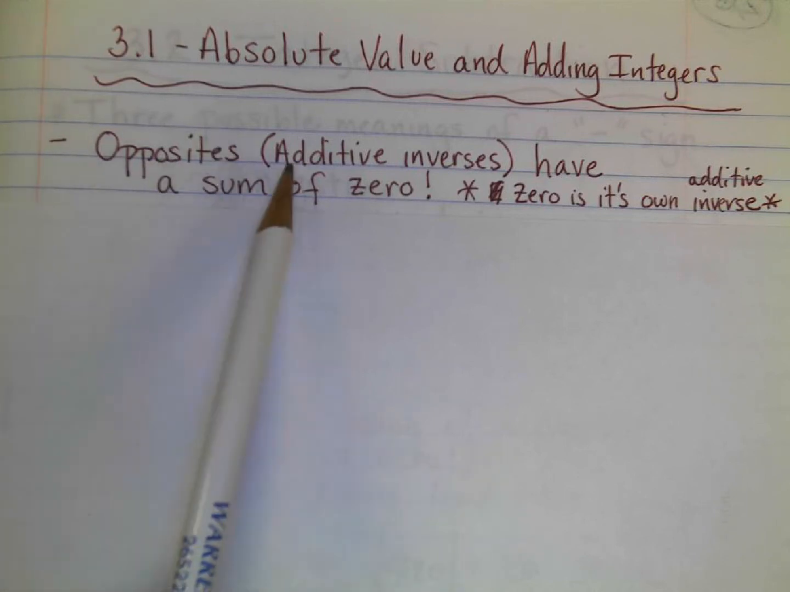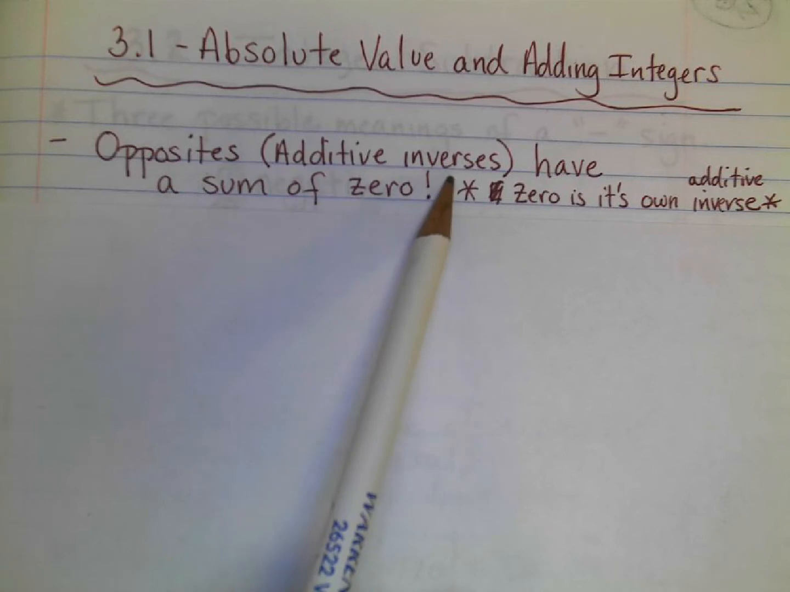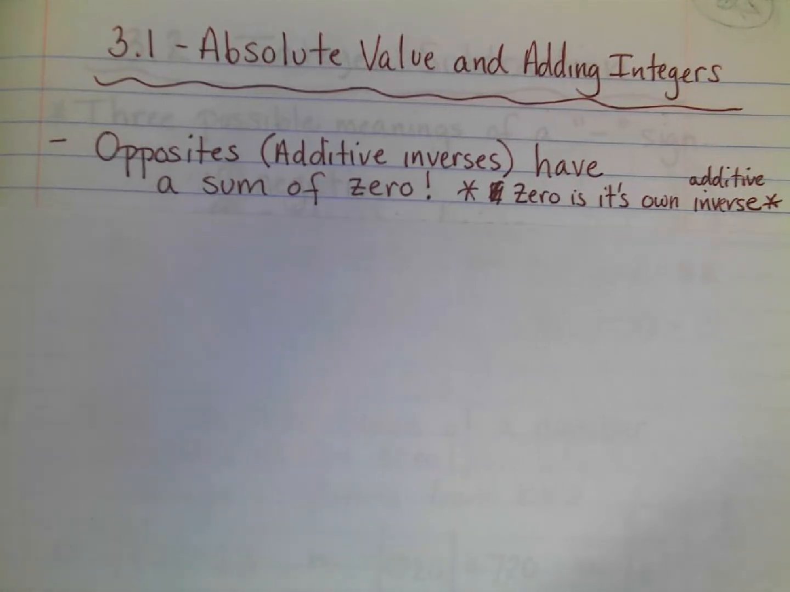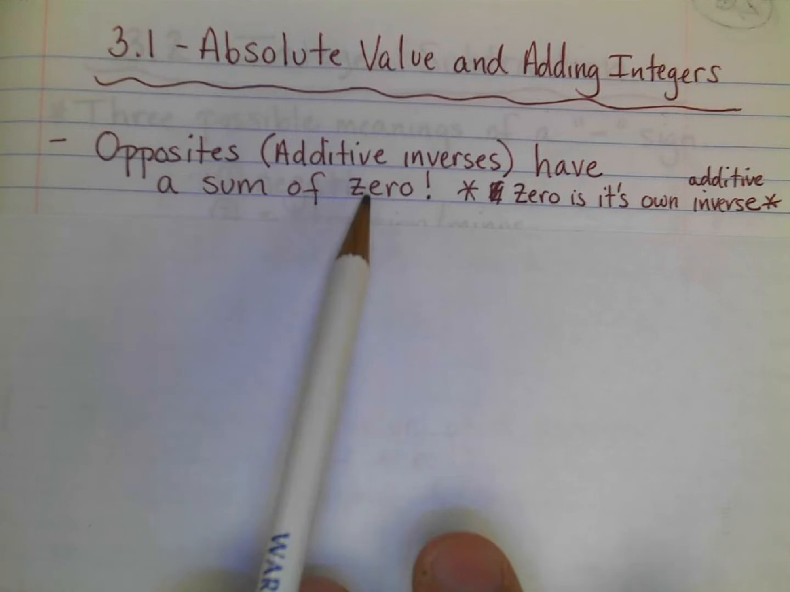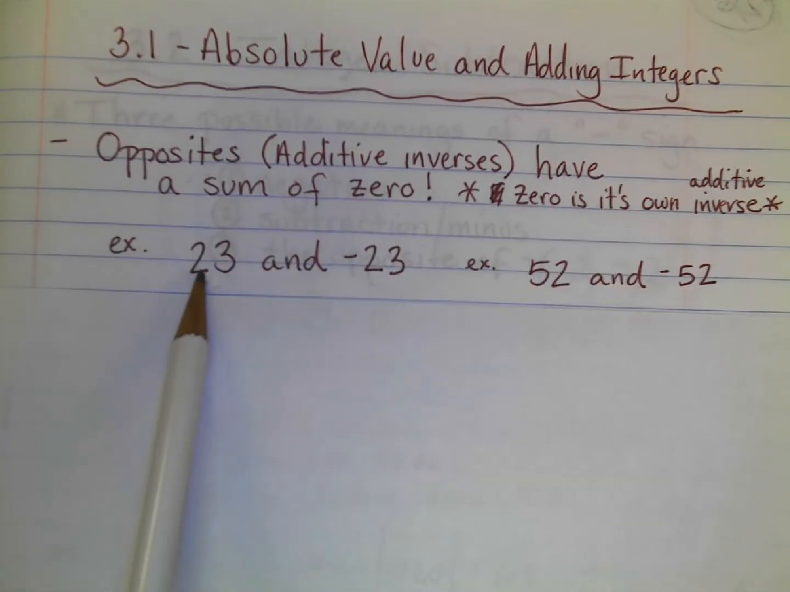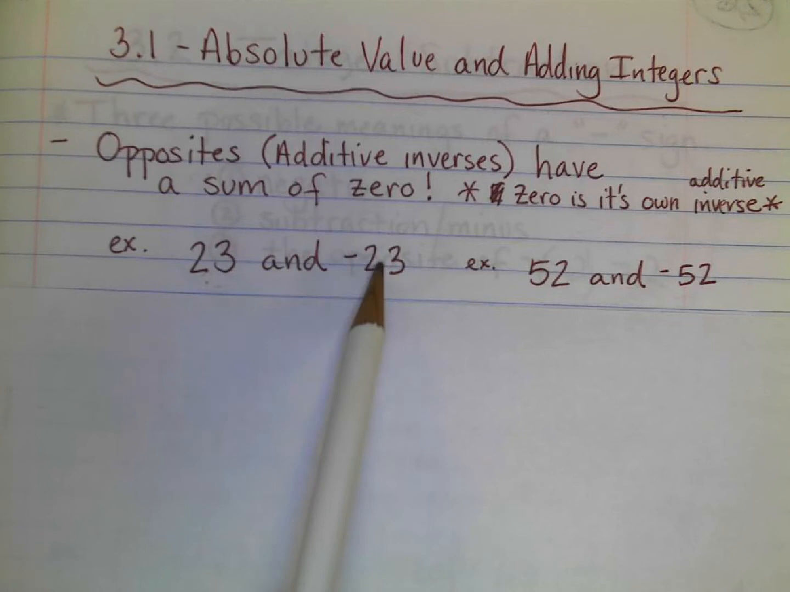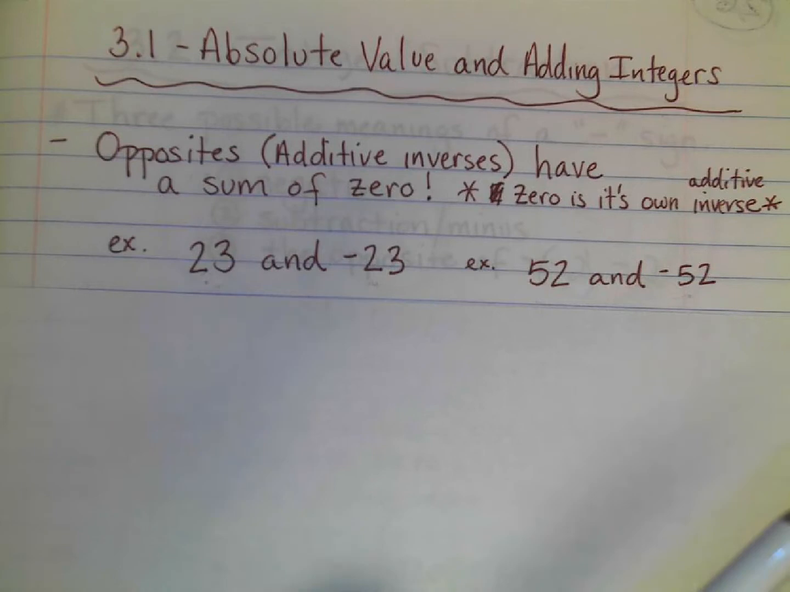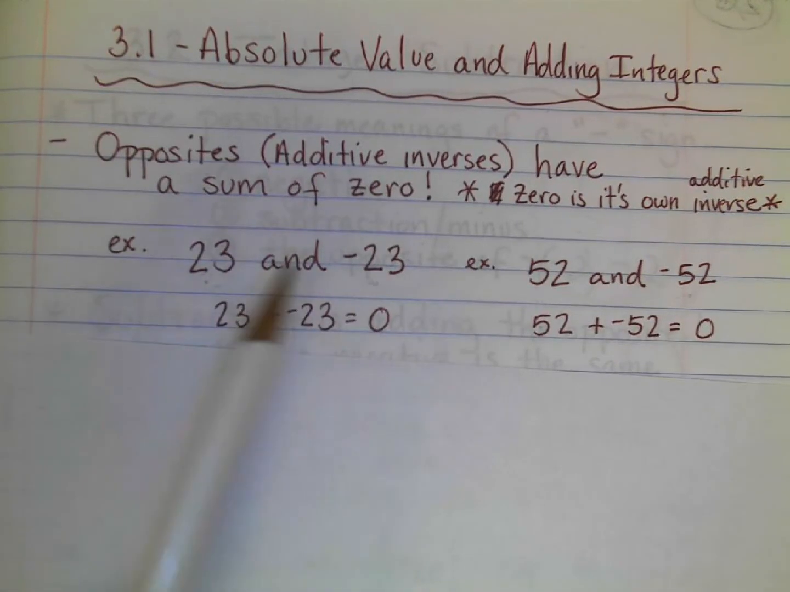And in math and algebra, we call this additive inverses, same as opposites. And when we add the opposites, it's going to equal 0. So for instance, the opposite of 23 is negative 23. The opposite of negative 52 is positive 52. And when I add the opposites of those integers, I get 0.